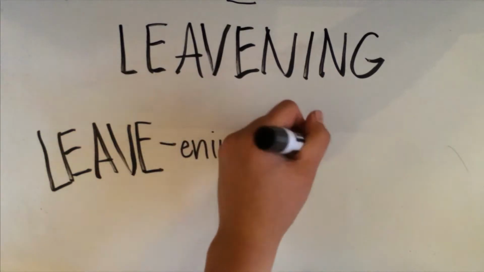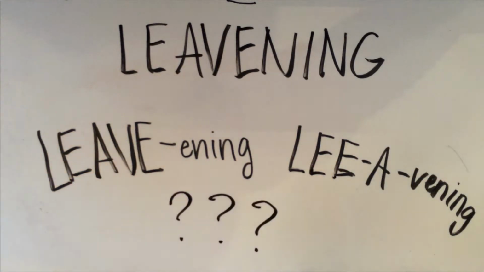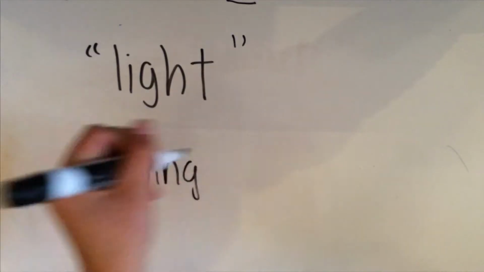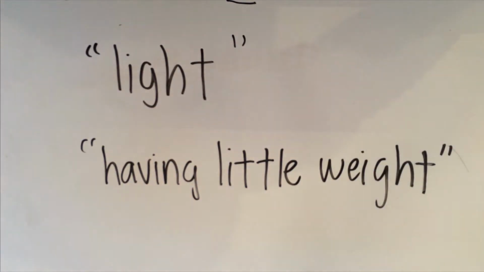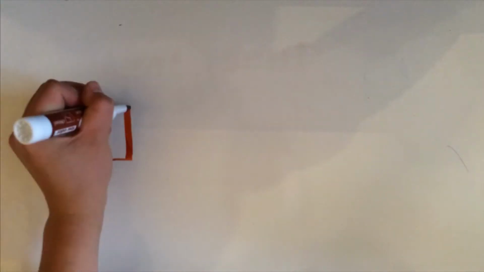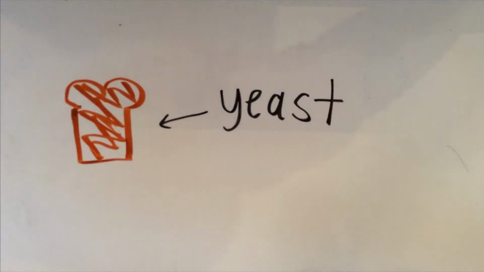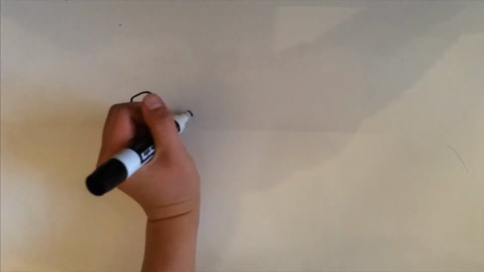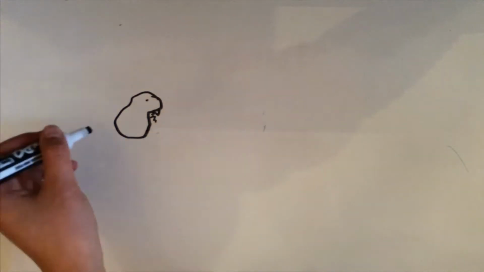And now we're left with an unfamiliar word: leavening. Leavening? What is this word anyway? Leavening comes from a root word meaning light or having little weight, and is the ingredient that fills dough with bubbles of gas. In bread, the leavening agent is commonly yeast, a group of fungi that eat sugar and produce gas. But when it comes to cookies, the most commonly used leavening is baking powder.